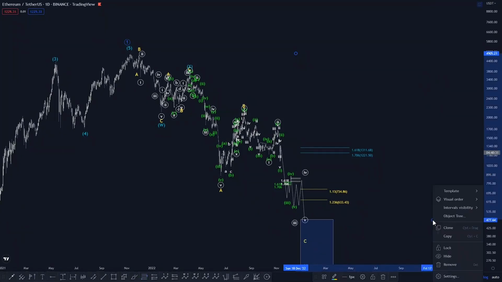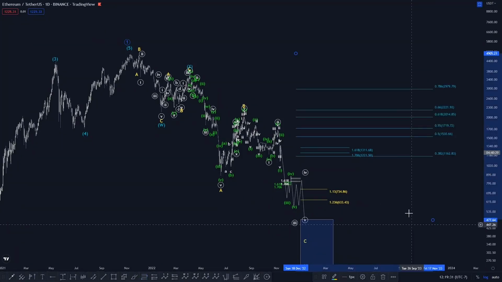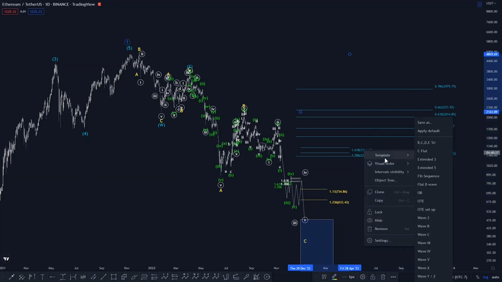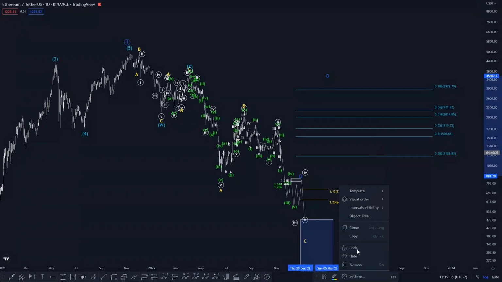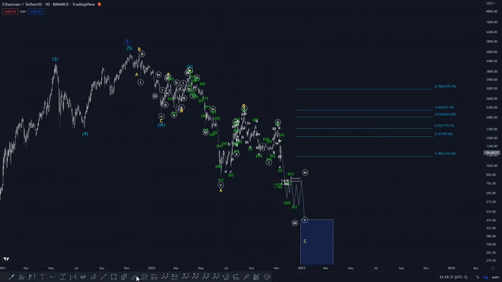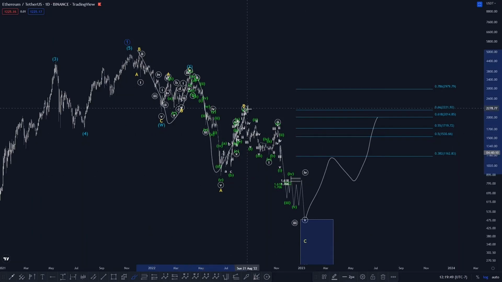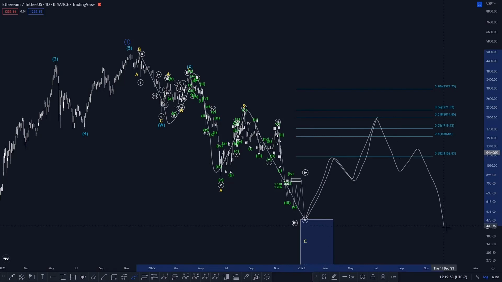Say, let's say it comes down to this zone right here and it bounces up like this, and it's a clean three-way move up to this golden pocket. We'd probably look at this and be like, yeah, you know what, this is a 1, 2, 3, 4, 5, A, B, C, 1, 2, 3, 4, 5.